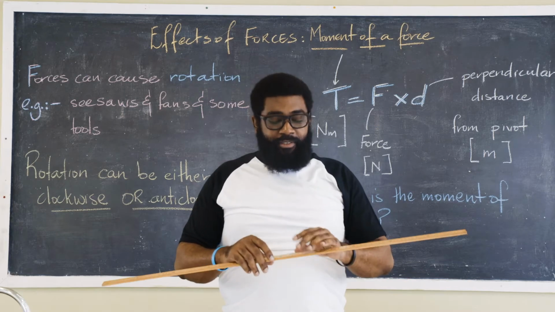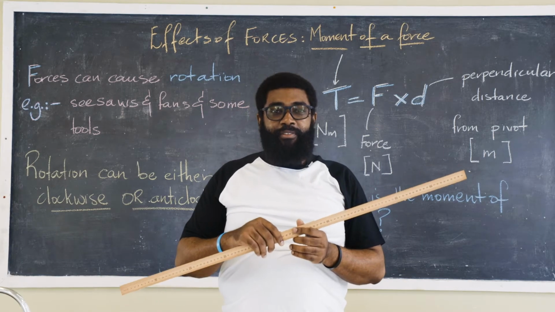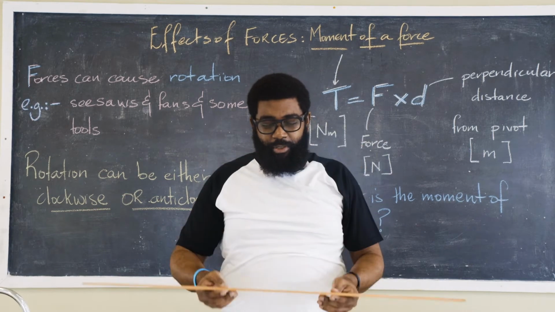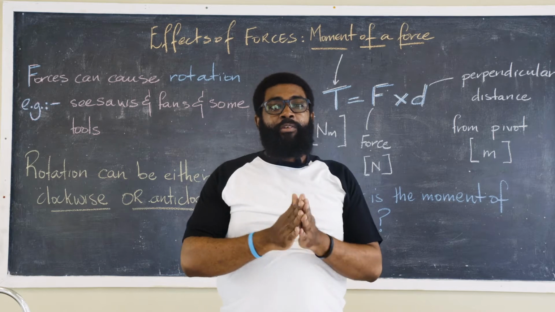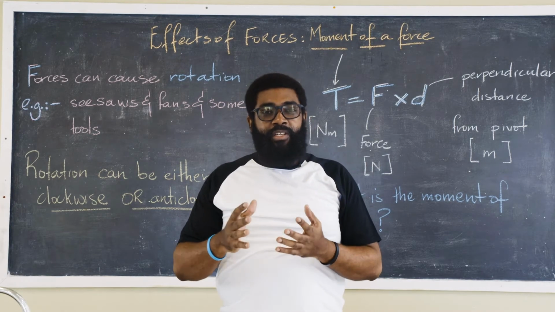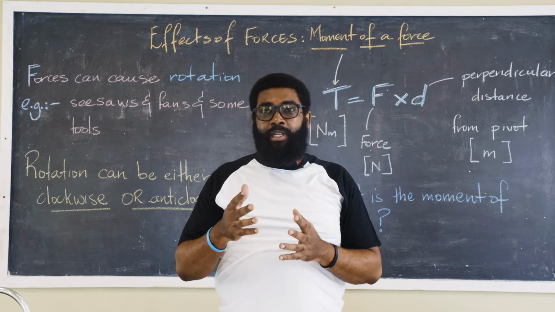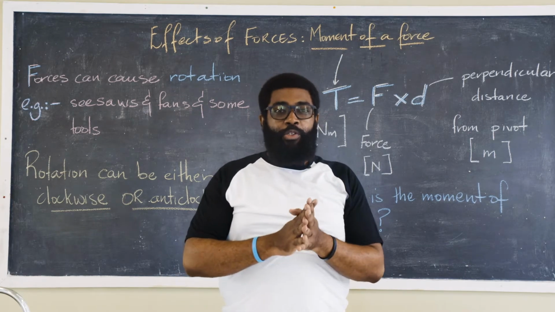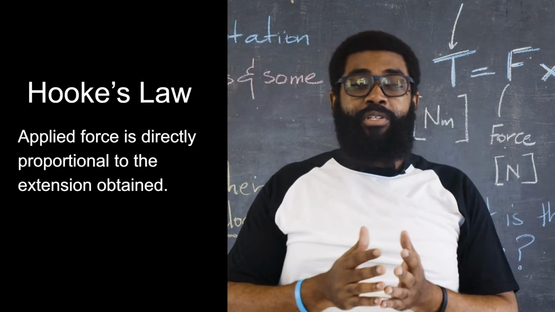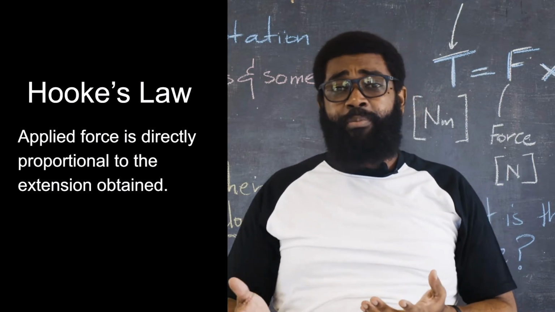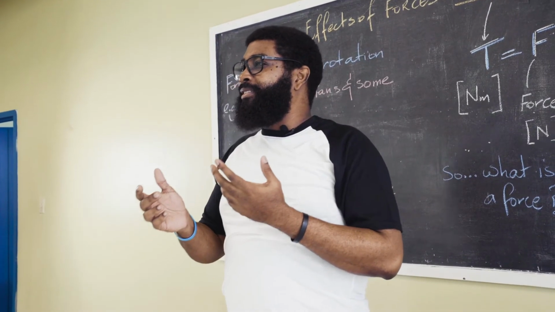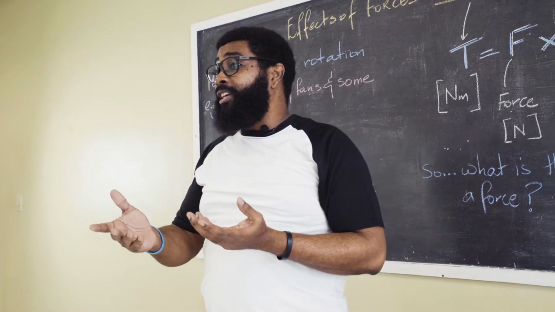As said in the introduction, today is the continuation of us looking at the effects of forces, and we will look at our ruler later. In a quick recap of what we did previously, we looked at how forces affect the physical dimensions of an object, for example, the length of a spring. And we looked at Hooke's law, and Hooke's law did state that applied force is directly proportional to the extension obtained. Now, today we will be looking at force causing a different sort of effect, a turning effect.